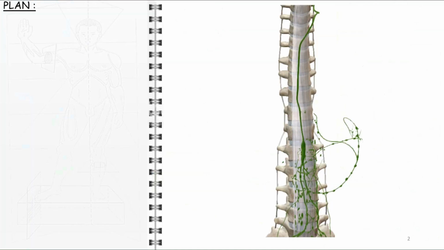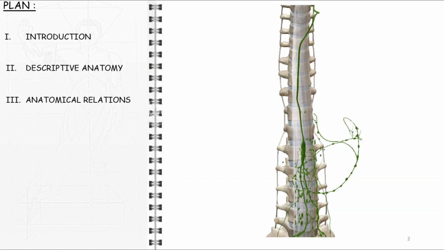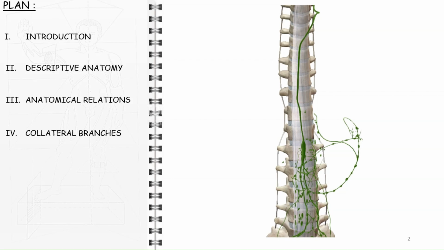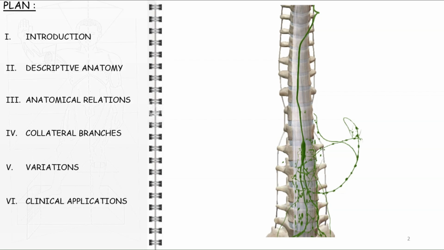To do so, we will start with a brief introduction. Its descriptive anatomy, followed by its anatomical relations, its collateral branches, the anatomical variations of the thoracic duct, some key clinical notes and applications, and finally a conclusion in order to summarize all the key points.